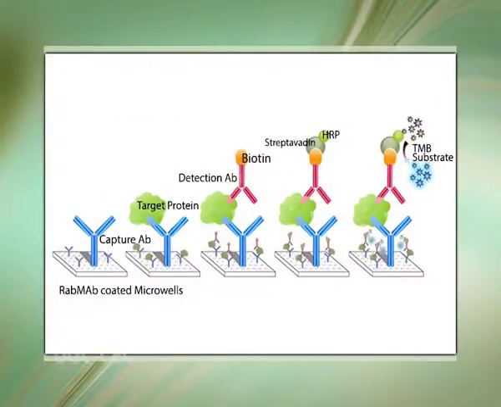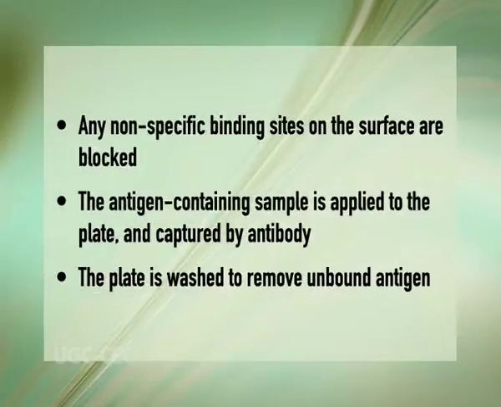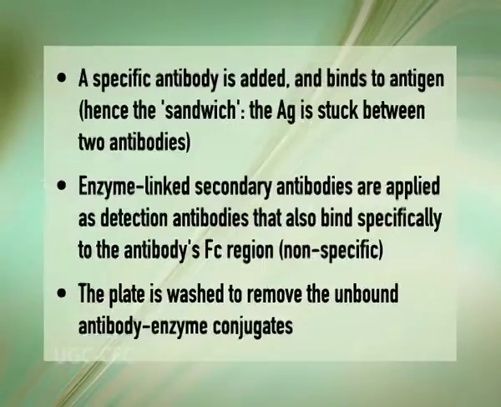The steps are: number first, a surface is prepared to which a known quantity of capture antibody is bound. Number second, any non-specific binding sites on the surface are blocked. Number third, the antigen containing sample is applied to the plate and captured by the antibody. Number fourth, the plate is washed to remove unbound antigen. And number fifth, a specific antibody is added and binds to the antigen, hence the name sandwich, that is the antigen is stuck between the two antibodies.